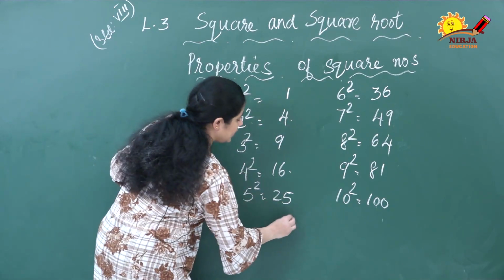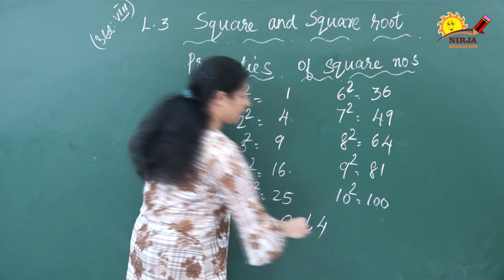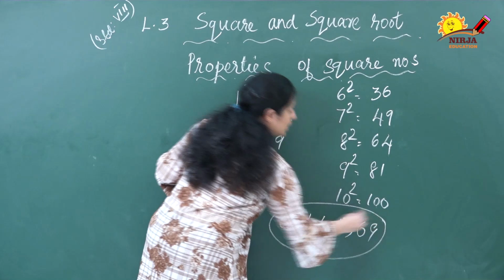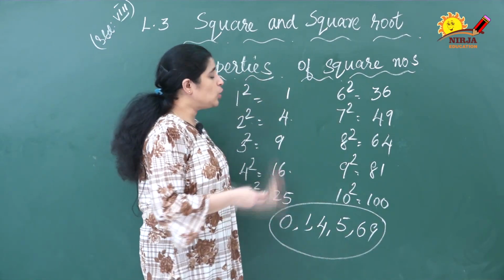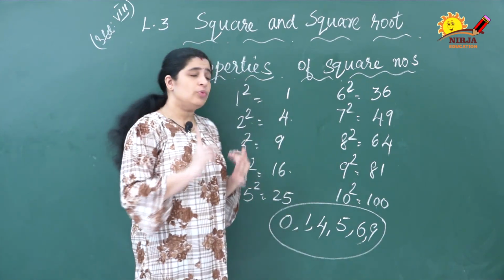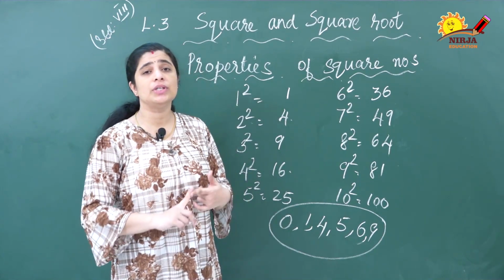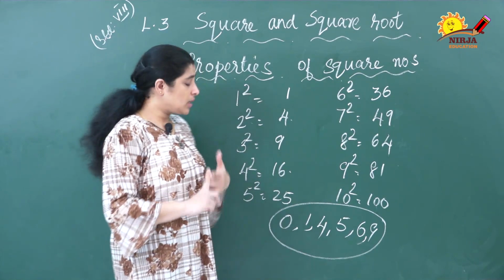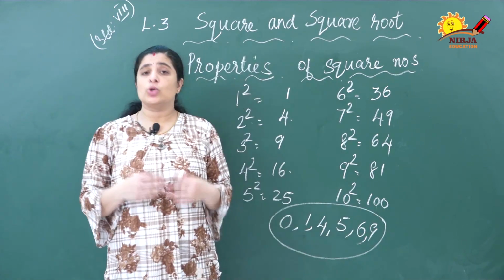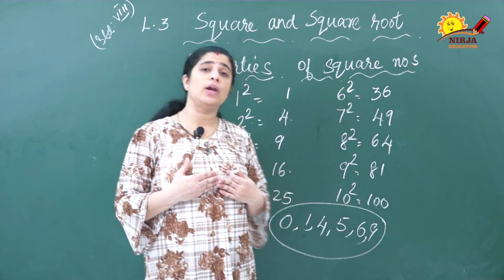So I will write here 0, 1, 4, then 5, 6, 9. So these are the numbers that can be seen in the unit digits of the square of a number. You can find that 2, 3, 7, 8 will not be there in the unit digits of a perfect square. The numbers that will be there are 0, 1, 4, 5, 6, 9. So it will be easy for you to identify whether the given number is a perfect square or not.